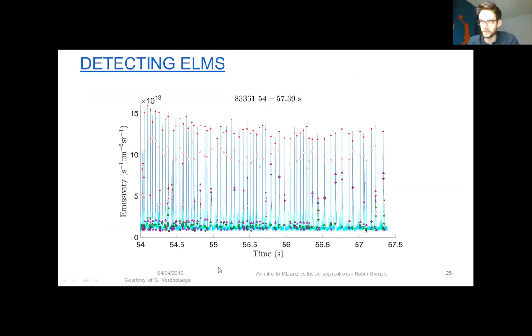So first an algorithm had to be created to detect ELMs. This is still under construction, but being created now. So this is what you can see here. Well, these are more than, I don't know, 60 or 70 ELMs in one discharge. So this would be very hard to identify by hand.